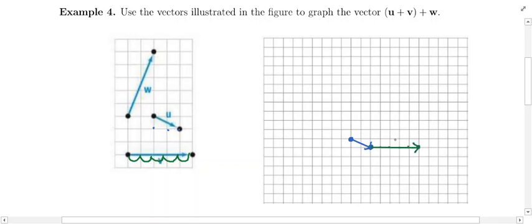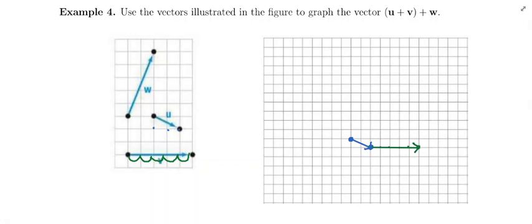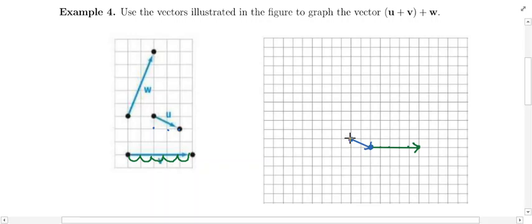And then I'm going to draw in the resultant. The resultant is going to be the vector that goes from the initial point of u, the first vector, to the terminal point of the second vector, which is v. So I'm drawing from the initial point of u to the terminal point of v, and so the arrow will be at the terminal point. Okay, so the black vector here is going to be u plus v.